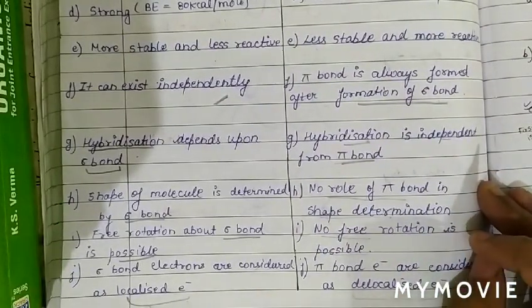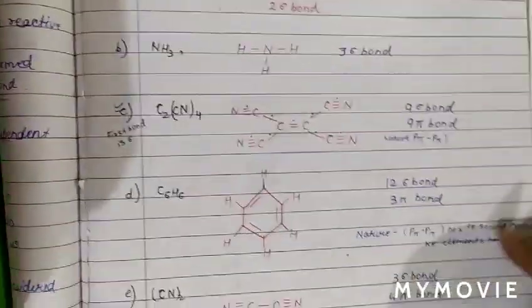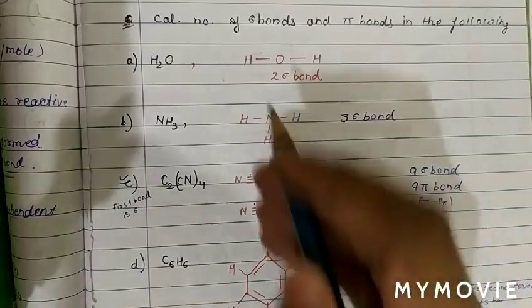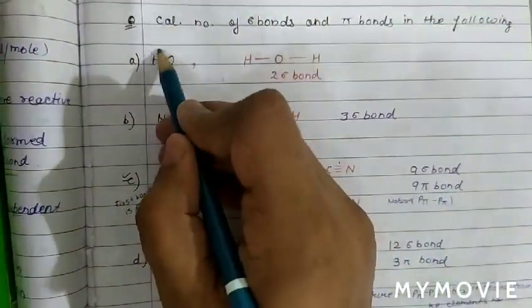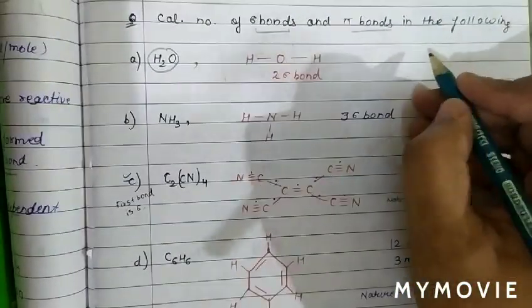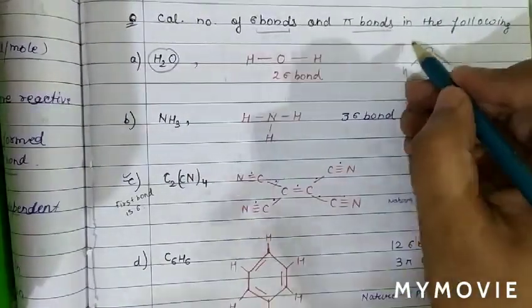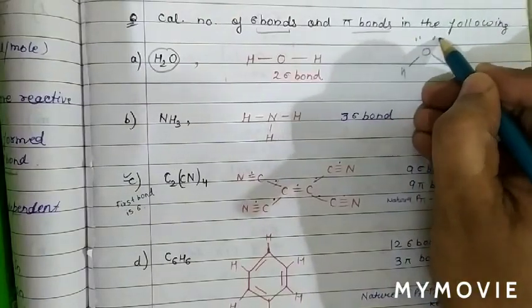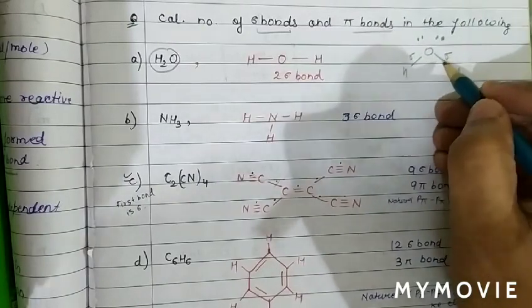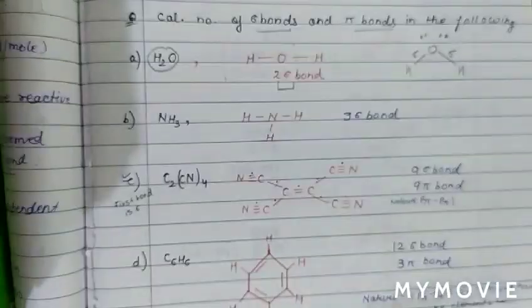Now we'll do some questions regarding calculation of sigma bonds and pi bonds. See, calculate the number of sigma bonds and pi bonds in the following. The first question is the water molecule. As we can see, in the water molecule, 2 hydrogens are attached to the oxygen atom, while there are 2 lone pairs of electrons, so 1 and 2 lone pair. This bond is a sigma bond, and this bond is also a sigma bond. So there is no pi bond in the water molecule. How many sigma bonds? 2 sigma bonds are present.